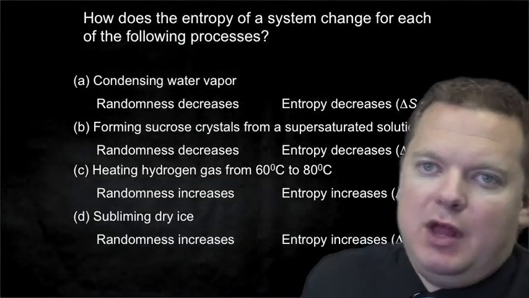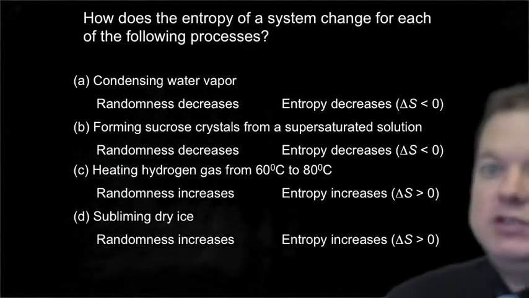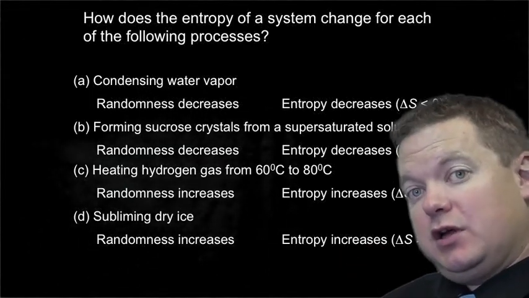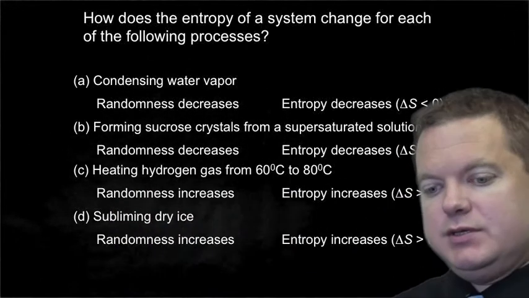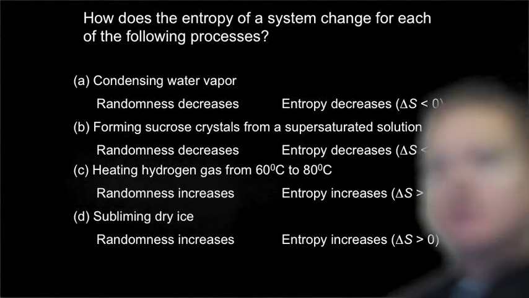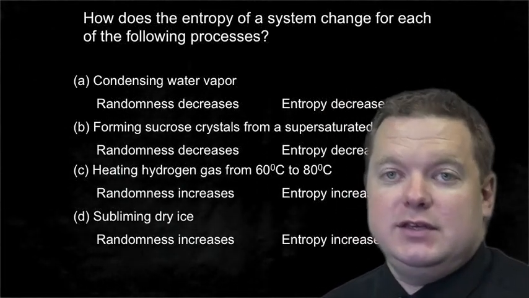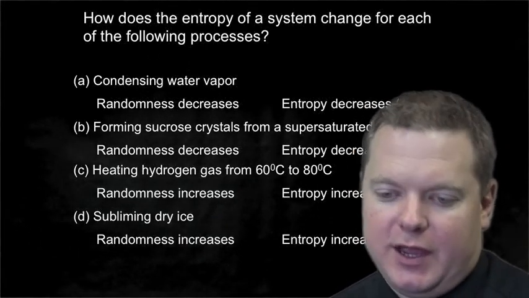And finally, subliming dry ice, carbon dioxide. Subliming, again, remember, is going from a solid to a gas. So we're going from fairly ordered to a very disordered system, so our entropy is going to increase. So these are the types we're going to be talking about; how to actually calculate these values with numbers we'll cover next time, but you really need to be prepared to think about it in this way.